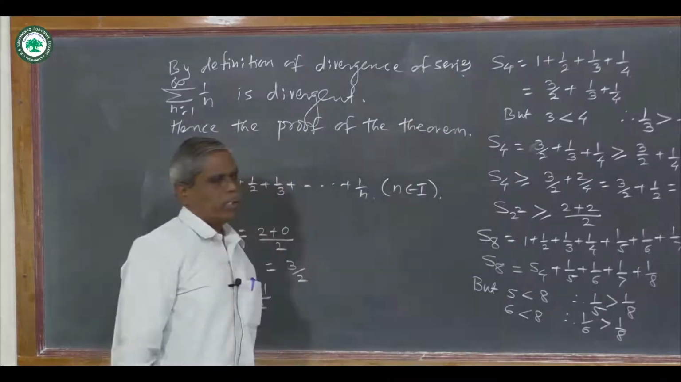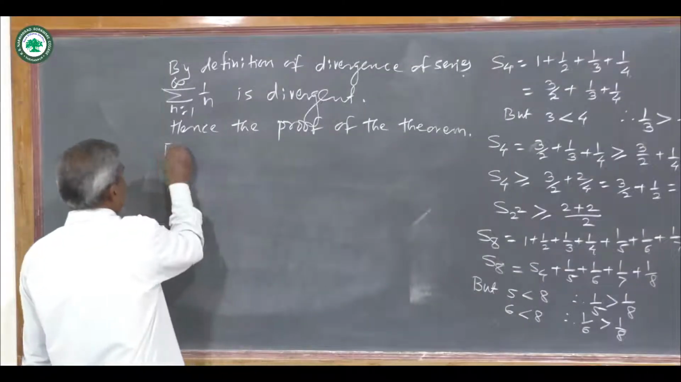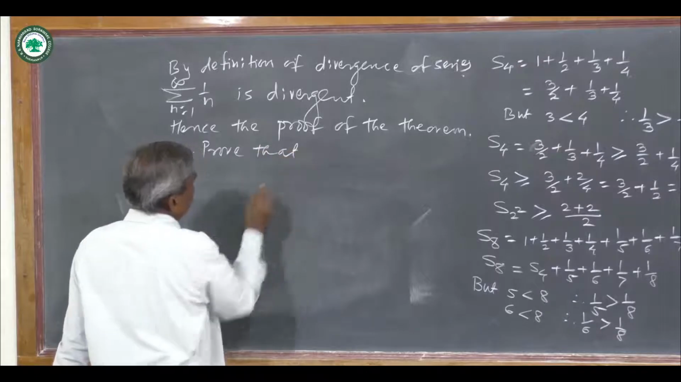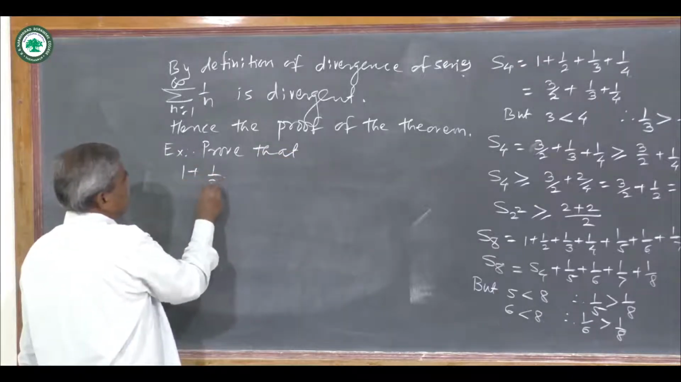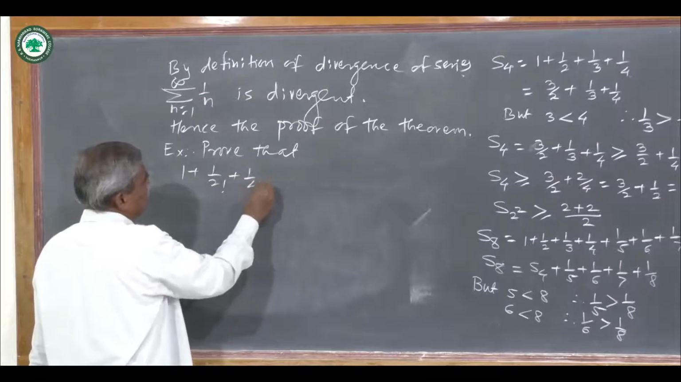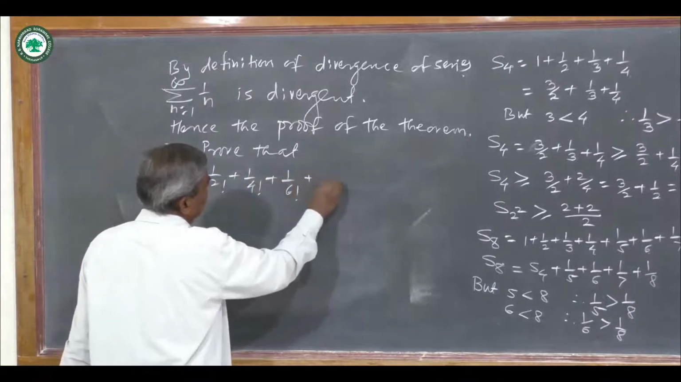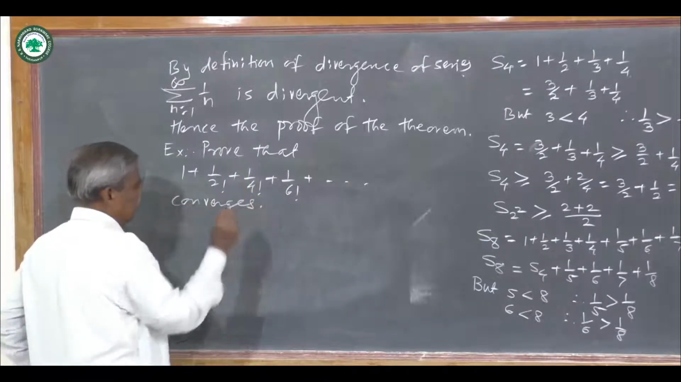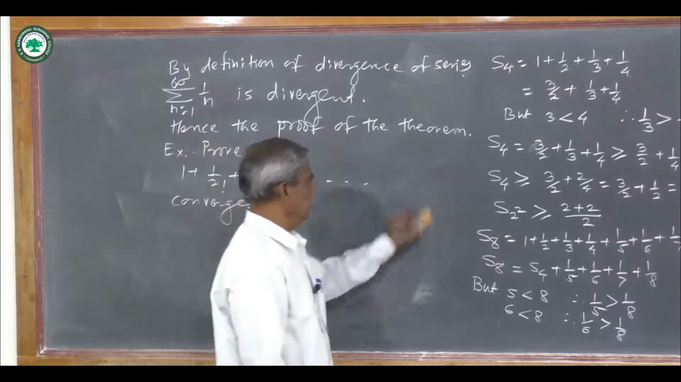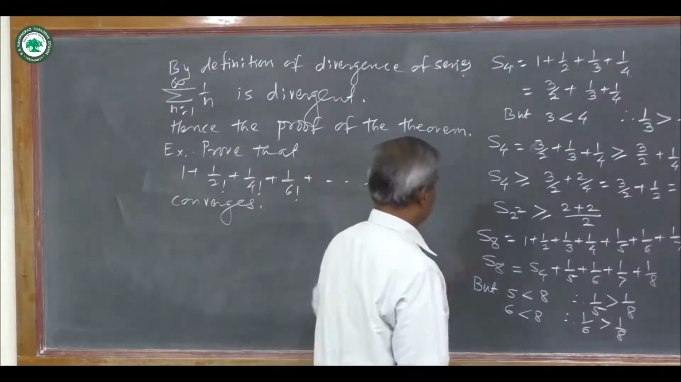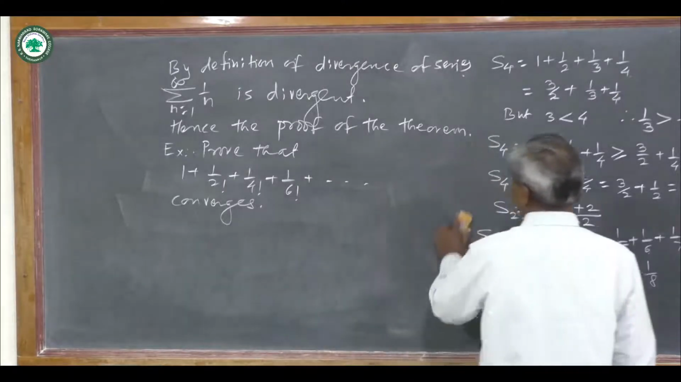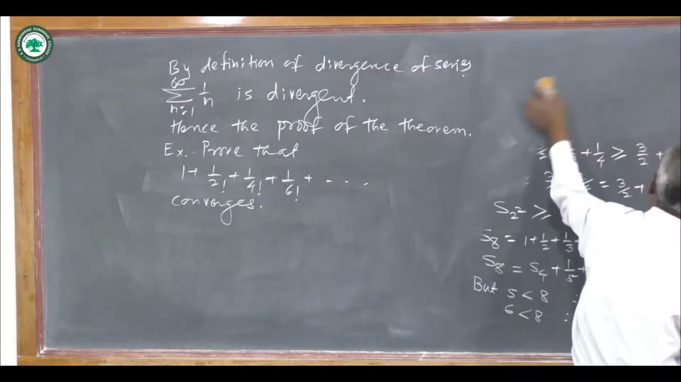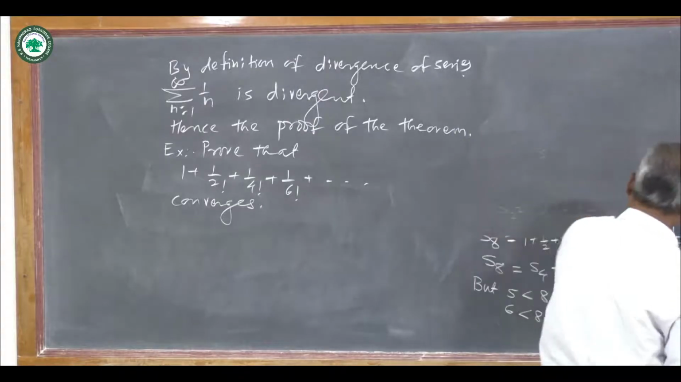Theorem 3. Example. Prove that the series 1 plus 1 upon 2 factorial plus 1 upon 4 factorial plus 1 upon 6 factorial plus and so on converges.